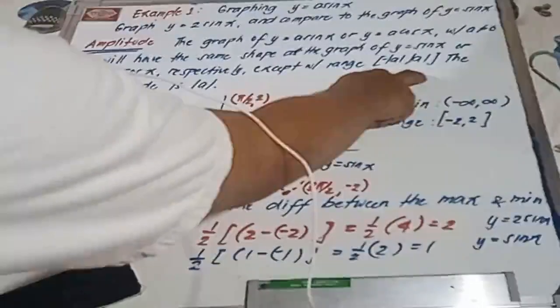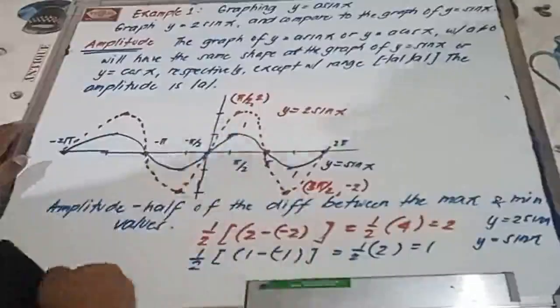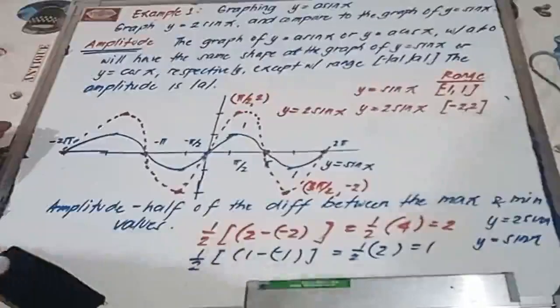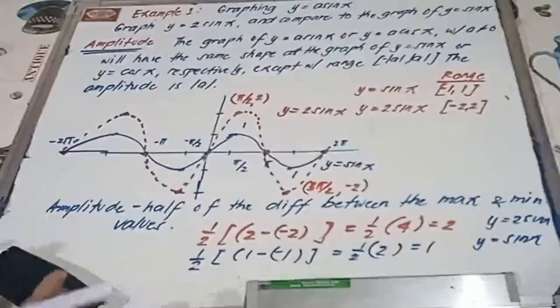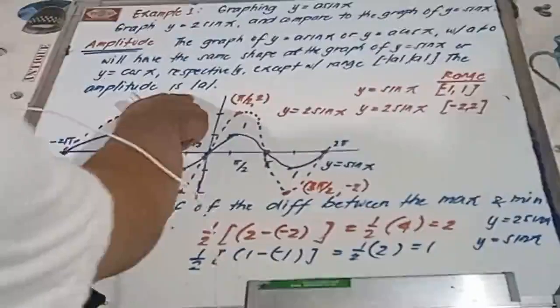Based on my example, the range of y equals sine x is negative 1 to 1. But the range of 2 sine x is negative 2 to 2. So they differ only in range, but the shape is still the same. And when it comes to amplitude, the amplitude is the absolute value of a.